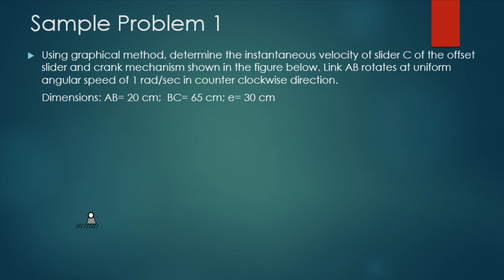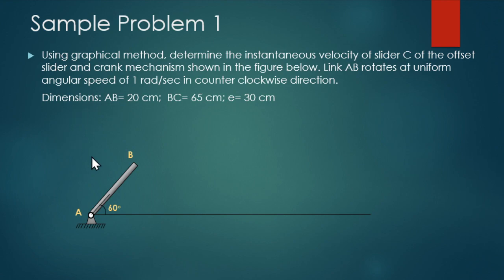So, at point A in the figure, we have 60 degrees at point A. This is the length AB. Length AB is equivalent to 20 centimeter in actual dimension. But in your graphing paper, we have to scale it so that 1 centimeter is equivalent to 1 millimeter.